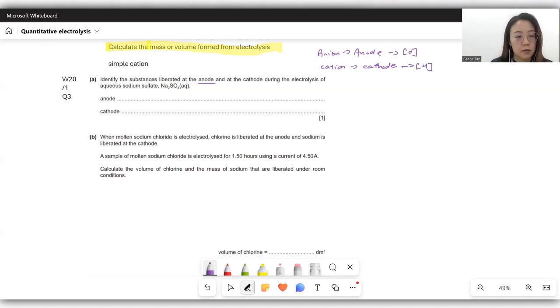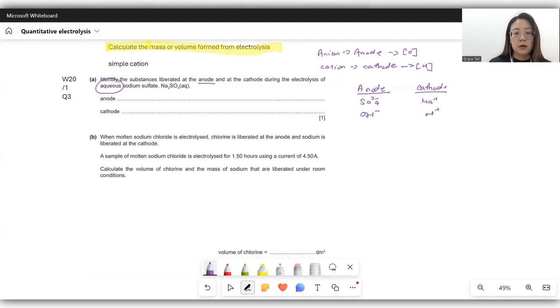So now when we look at aqueous sodium sulfate, you have an aqueous, which is a competition of H2O for the respective electrodes. So for the anode, we have two ions that are competing, which is the sulfate and the hydroxide. And for the cathode, we have the two ions that are competing, which is the Na plus and the H plus. Now you need to refer to your data booklet. So please go and open your data booklet. Now refer to the page where you can see the standard electrode potential.